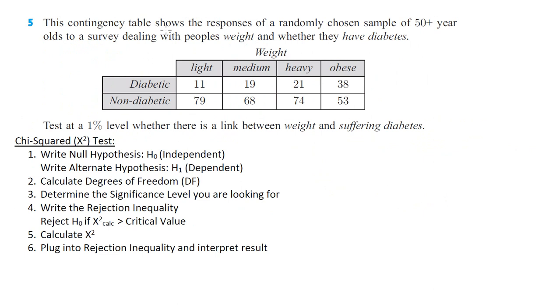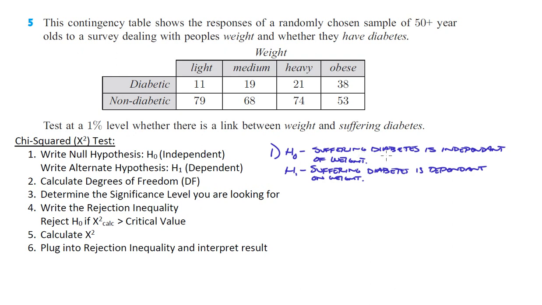Okay, this contingency table shows the responses of a randomly chosen sample of 50-plus-year-olds to a survey dealing with people's weight and whether they have diabetes. Test at a 1% level whether there's a link between weight and suffering diabetes. So again, I'm just going to pause here and write the null hypothesis and the alternate hypothesis. Null hypothesis: suffering diabetes is independent of weight. Alternate hypothesis: suffering diabetes is dependent on weight.